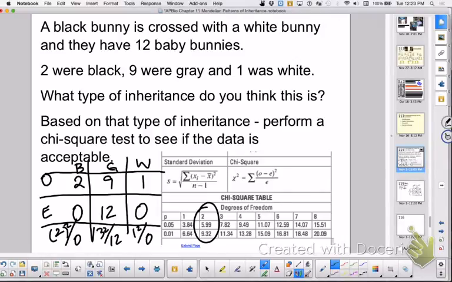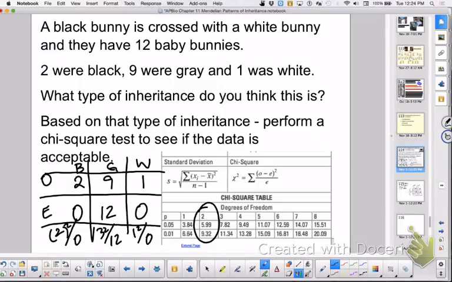Notice, look here, 5% of the time it's 5.99, and 1% it's 9.32. So what happened to that number? It got bigger. If we're expecting it to be acceptable, remember our cutoff point is 5%. So as long as your number was smaller than 5.99, then it would be acceptable. And I would give you a better one to do on your quiz, okay?